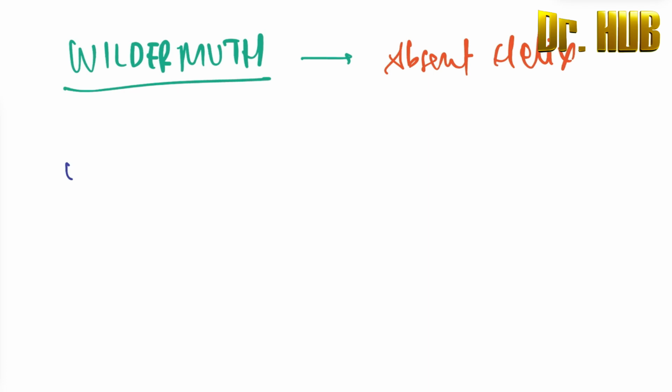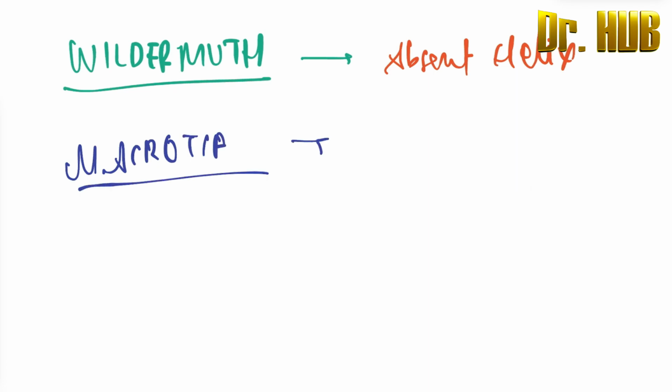Then macrotia. So we started with microtia, small pinna. So this macrotia, as the name suggests, is the large pinna. It is nothing but the large sized pinna.